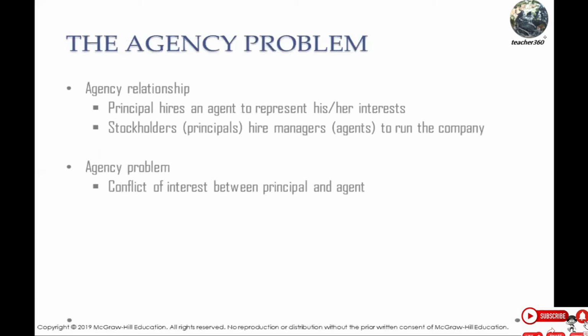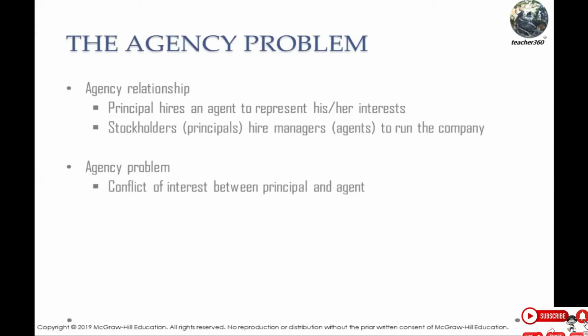The agency problem. In a corporation, stockholders are called principals and agents are called managers. Stockholders hire managers to run the company. The managers are bound to work in the best interest of shareholders. When shareholders' interest is in question, there may be a conflict of interest between principal and agent.